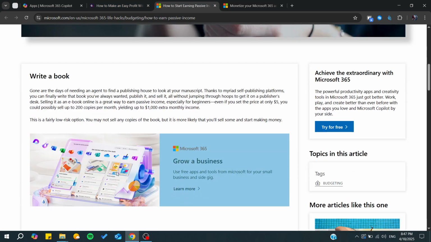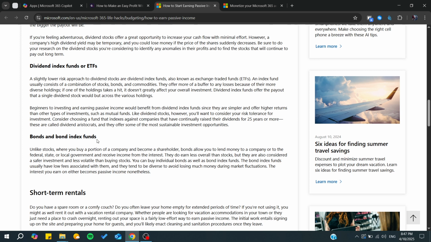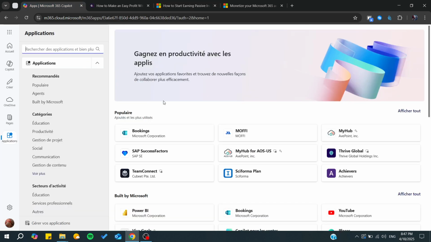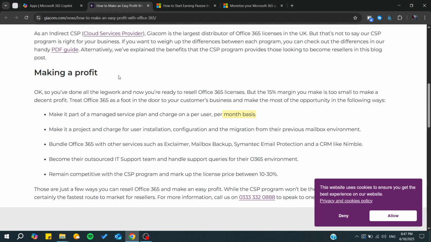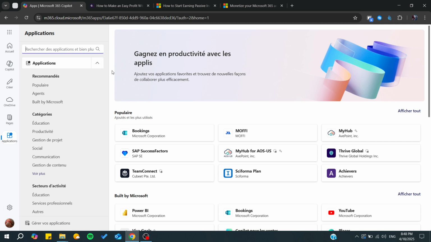Or you can simply start writing a book, for example using Publisher, or using the Microsoft Editor to start creating your own publications, and you can start writing, etc. So basically, those were some ways to earn money with Microsoft's apps.